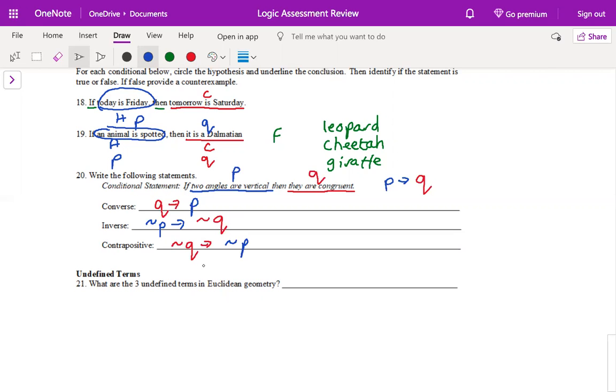Last question, what are the three undefined terms in Euclidean geometry? They are, let me get a different color, point, line, and plane. Okay, so point, line, and then a plane. Remember, a plane goes off to infinity in all directions.